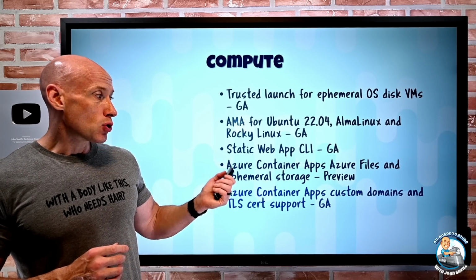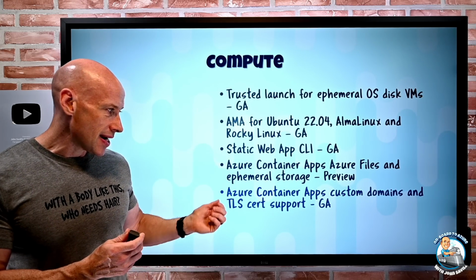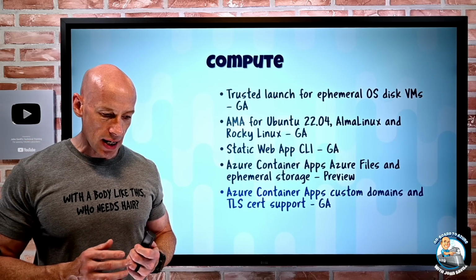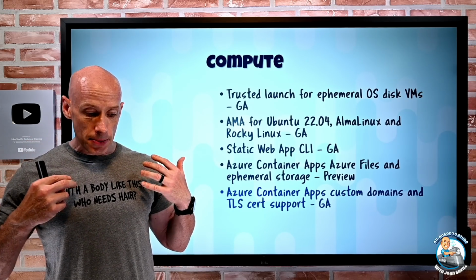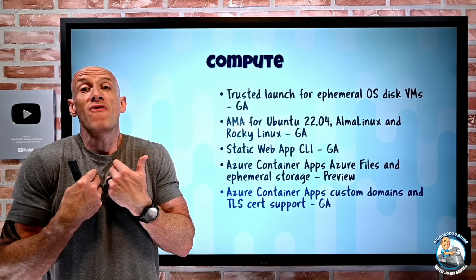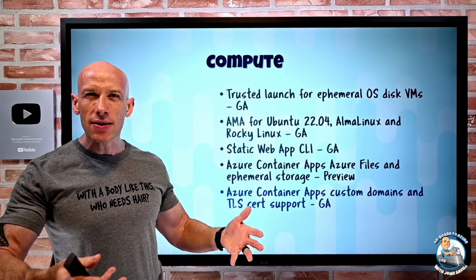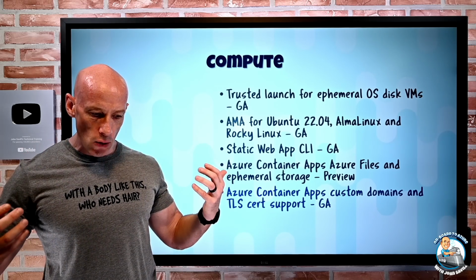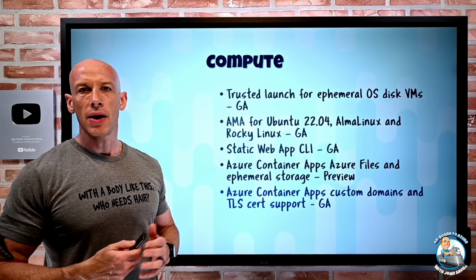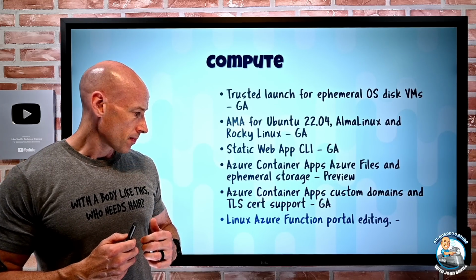Azure Container Apps also now have custom domain and TLS cert support in GA. So I could bring my own domains. I have to be able to validate that I do own that. So I have to go and create those validation records in the DNS zone, then it validates I own that, and then I can use my own custom certificates as well.